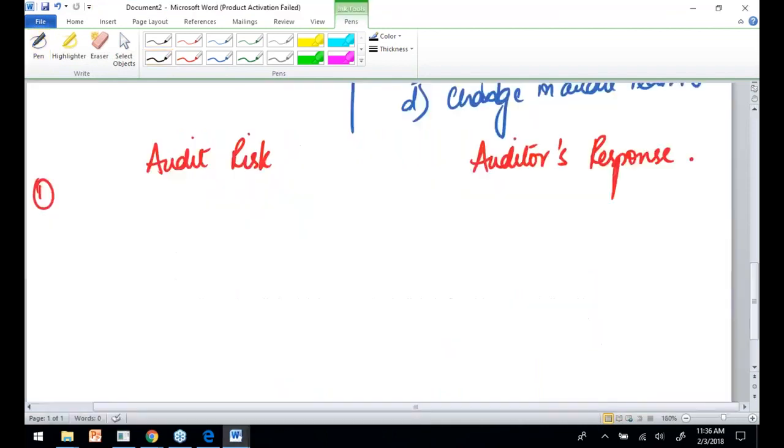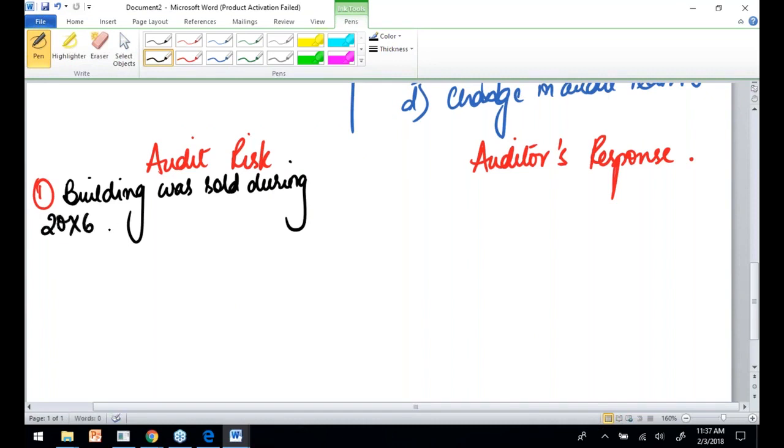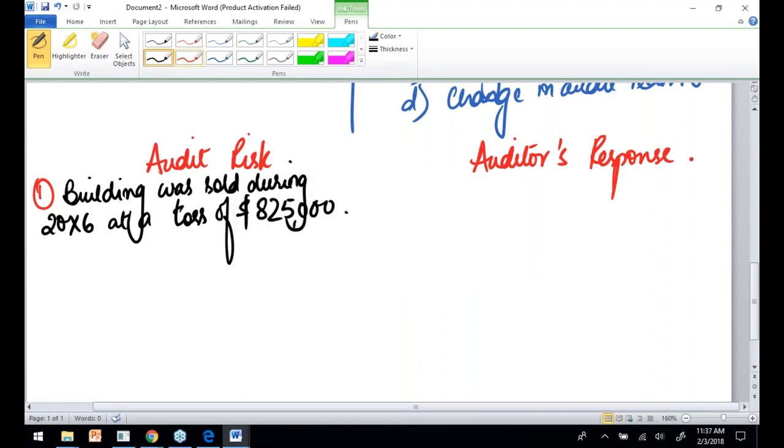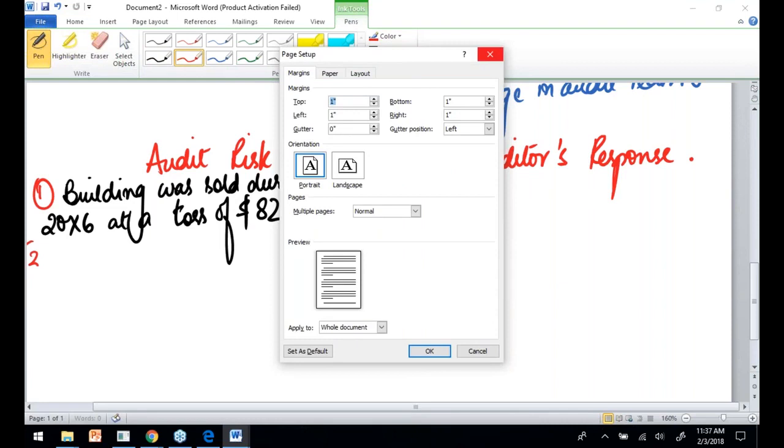So, building was sold during the year. This is a line that I've copied from the case. Please don't mark your lines or number your lines in the answer. I'm only doing it to show how you're going to answer in the exam. Don't number your lines in the exam. I'm only doing it to show you the technique, all right?